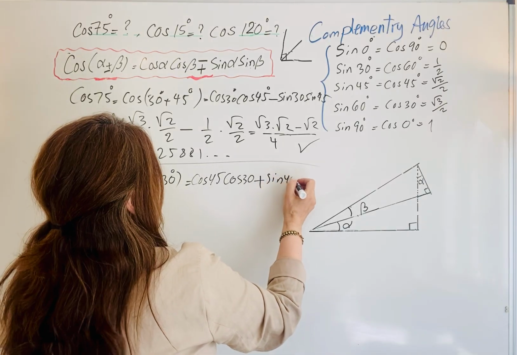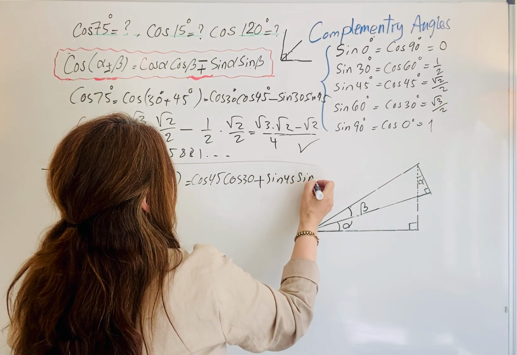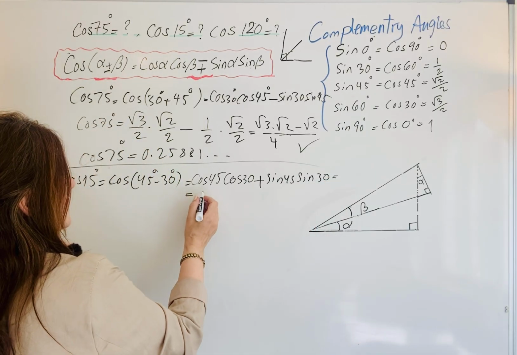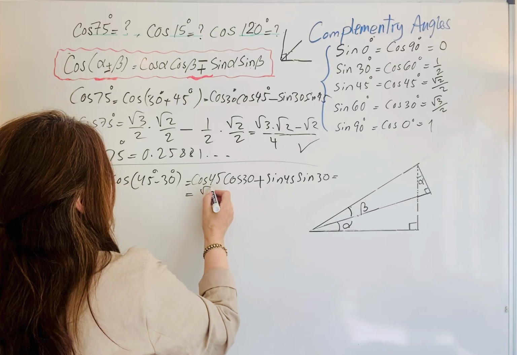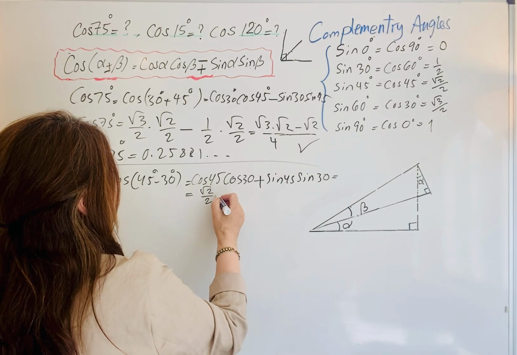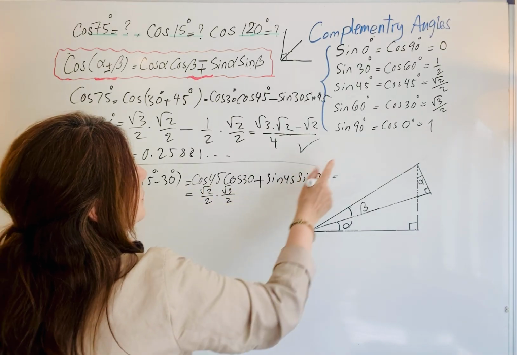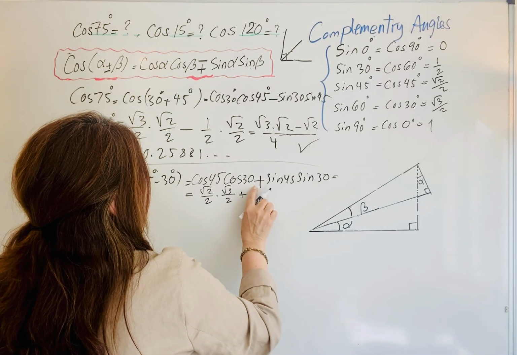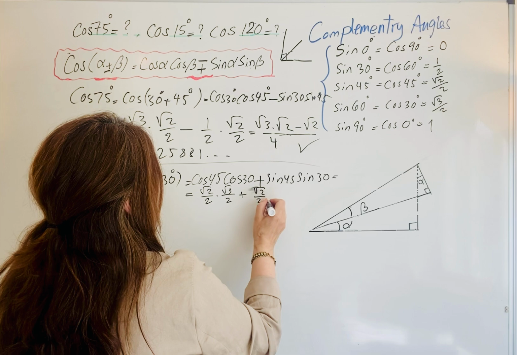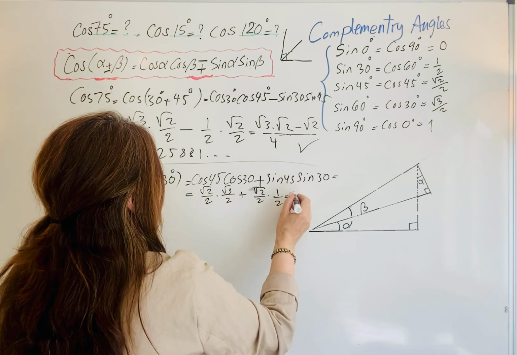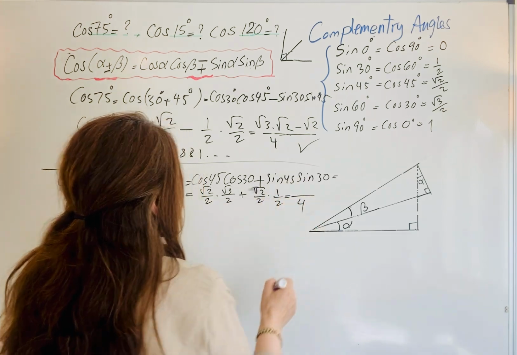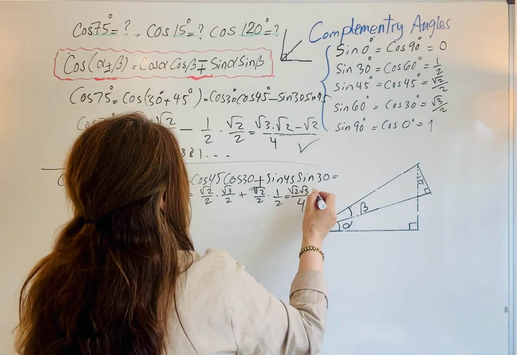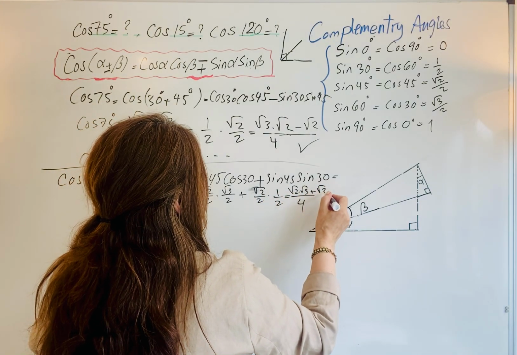Sine of 45 times sine of 30. How much is it going to be? This one, cosine of 45 is root 2 over 2. Cosine of 30 is root 3 over 2. Plus sine of 45, root 2 over 2, sine of 30, half. The same denominator: root 2 times root 3 plus root 2.